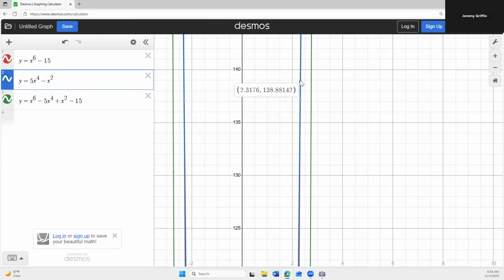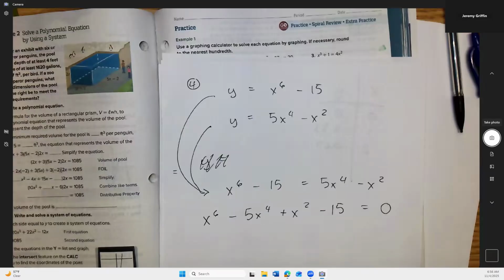At 2 point, I think it's right. Just give me a little gray dot right there. I think that's it. Yeah, I see a little gray dot right here. Yep, it's the exact same x values at 2.3 and negative 2.3. All right, so there's another winner right there. We got that.